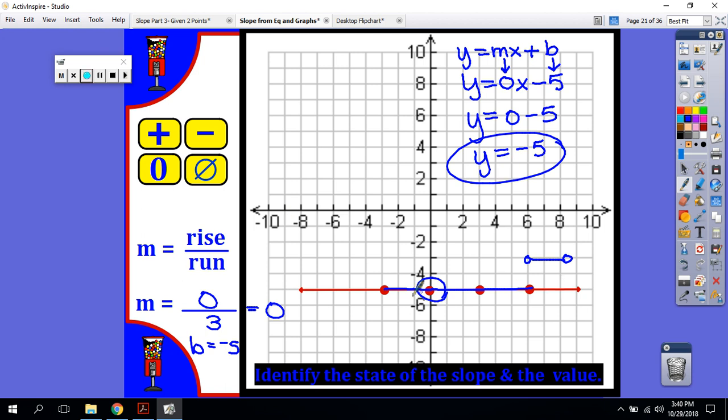So if it's a horizontal line, we know horizontal lines have 0 slope because of Mr. Slope. We remember that. And there's no x because it never crosses the x-axis. It only crosses the y at -5. So for any horizontal line, it's always going to be a y equals whatever number it crosses the y at. Okay? Let's do another one.